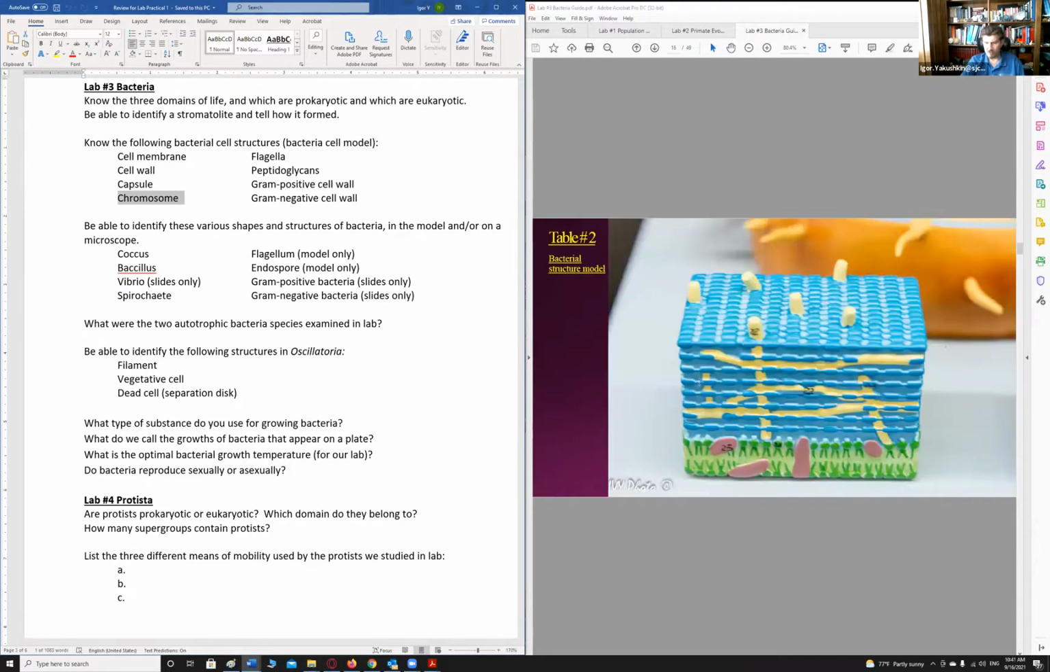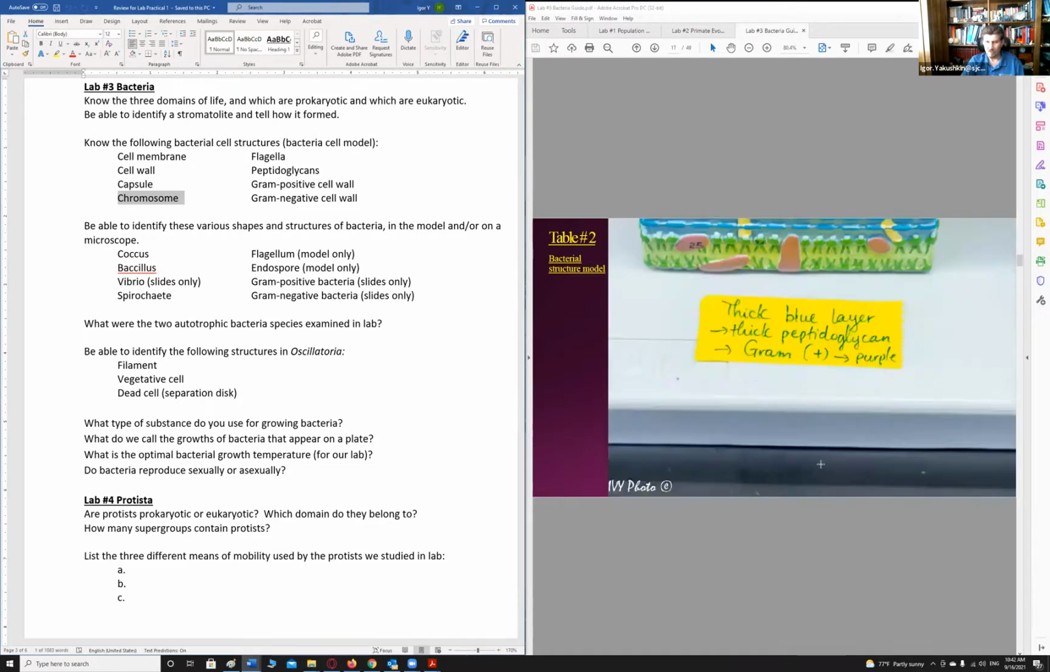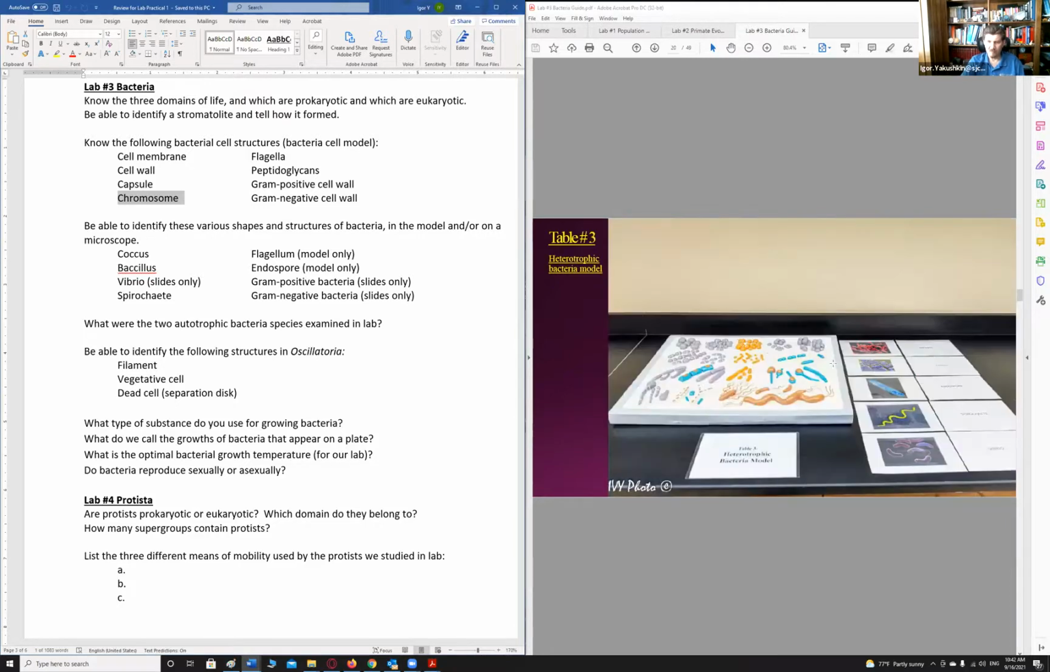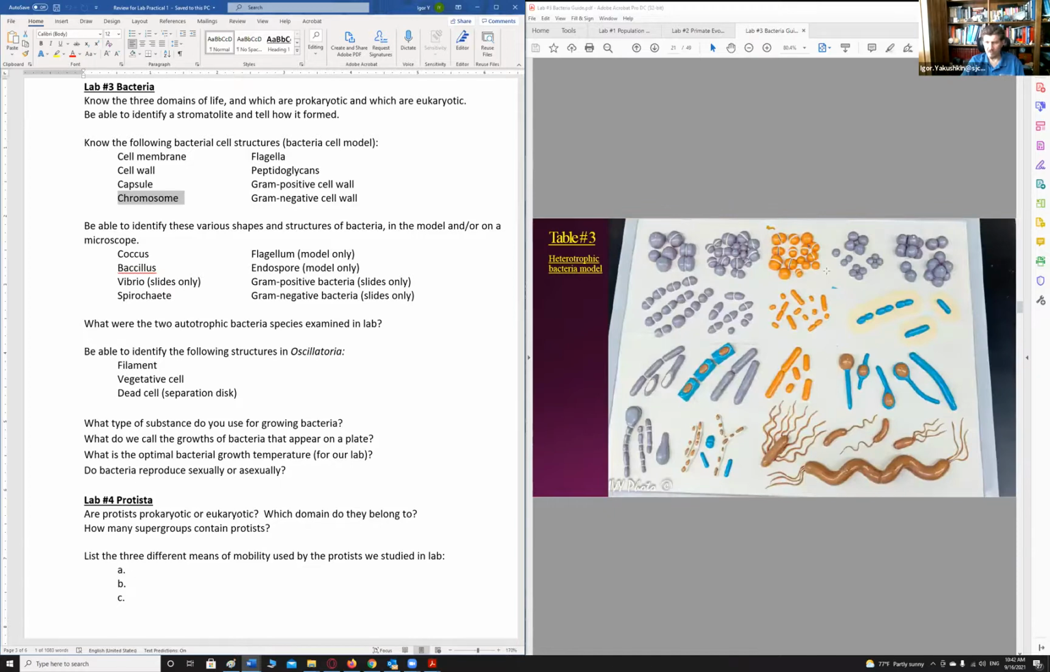So here we're looking at the gram-positive cell wall. Now we're looking at the gram-negative cell wall. The models: the cocci would be the round ones, the rod ones, right here, right there, all of those are rod style. That's the bacillus, and then we're looking at spirilla or spirochete right here, and those sausage looking ones, they are the vibrios.